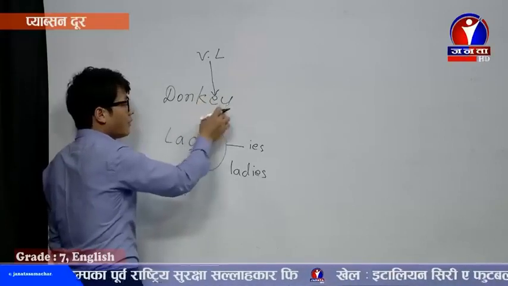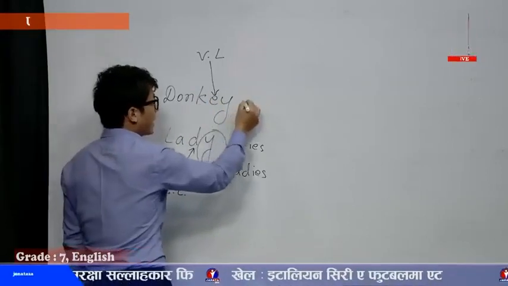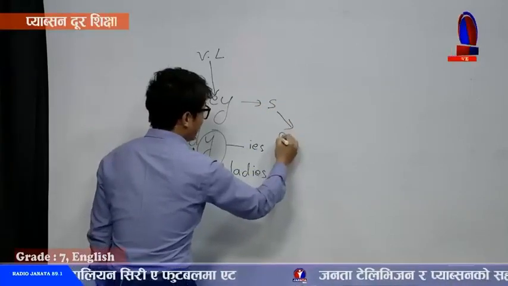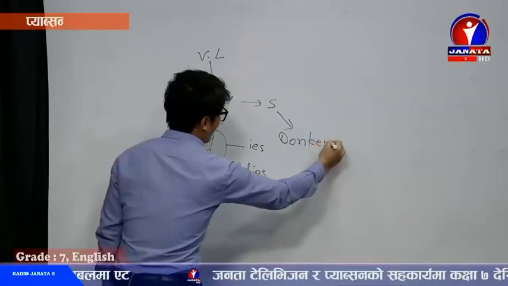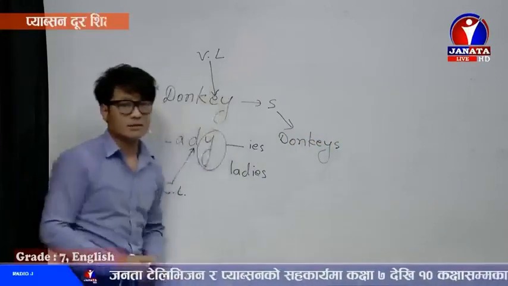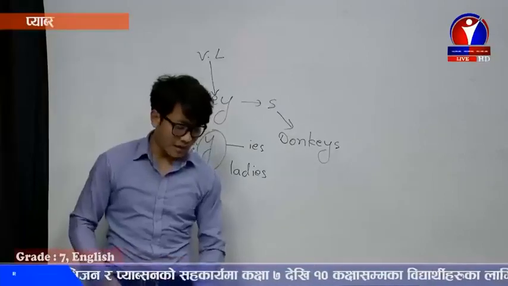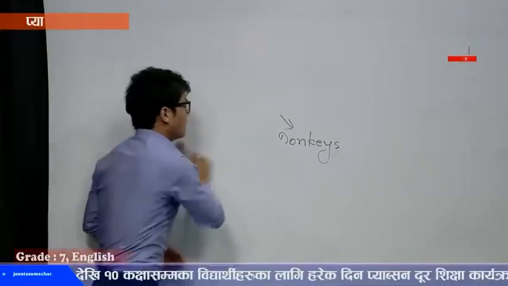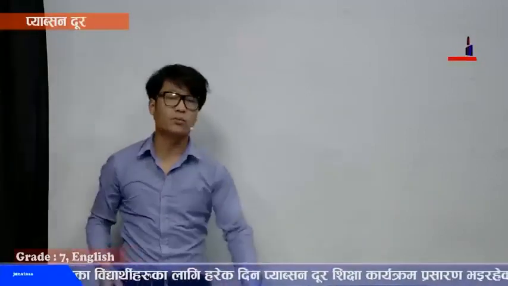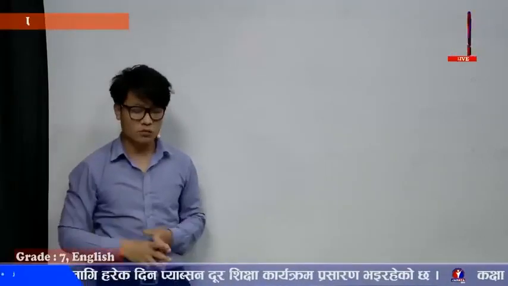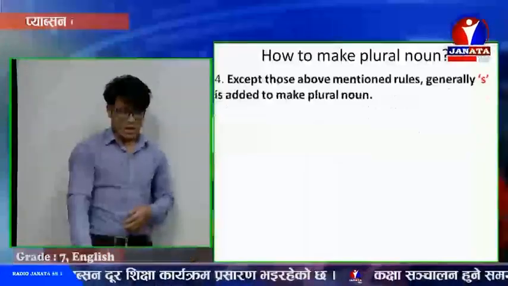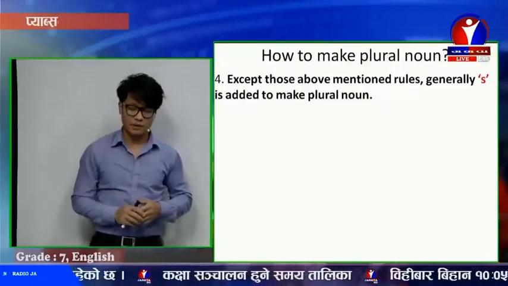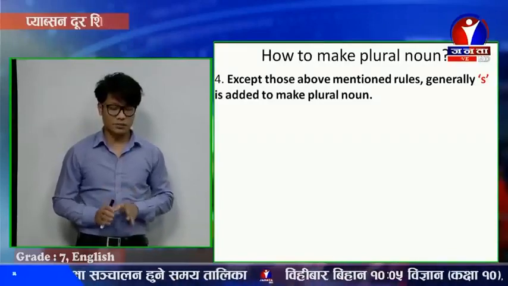But here is an E, a vowel letter before Y. That's why we are going to add just S. And it becomes D-O-N-K-E-Y-S, donkeys. So this is the difference. Do not get any confusion while changing a singular noun having Y as the last letter into plural. So I have just shown you how to change. Next, except for the above mentioned rules, generally S is added to make a plural noun.